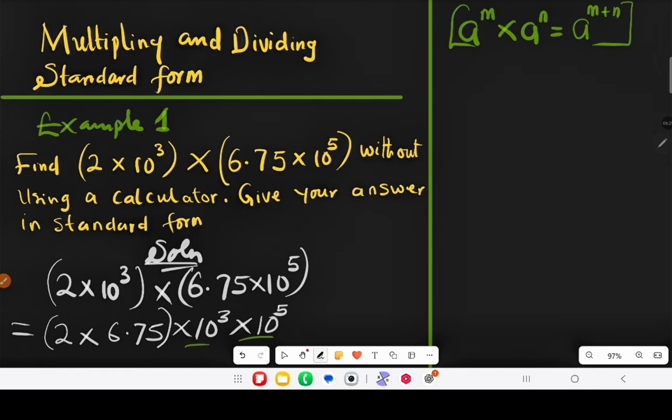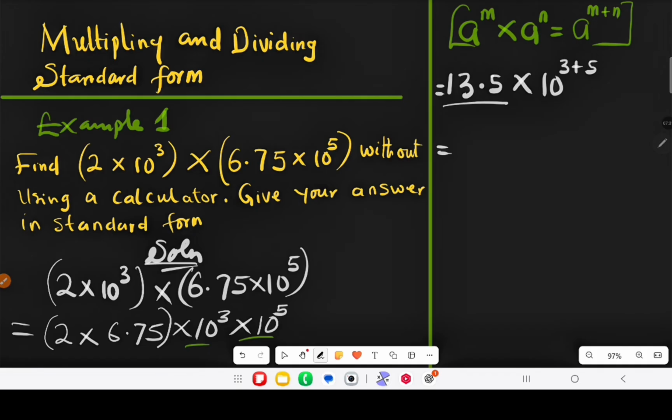Then we continue. If we multiply 2 times 6.75, we are going to have 13.5 times 10. If we apply law of indices, we have 10 raised to the power of 3 plus 5. Then we continue.